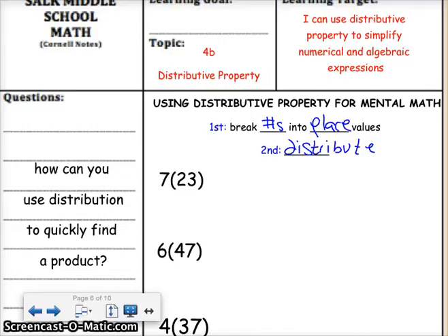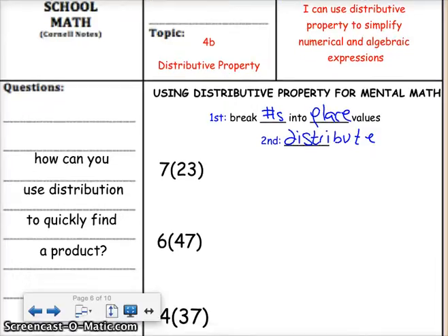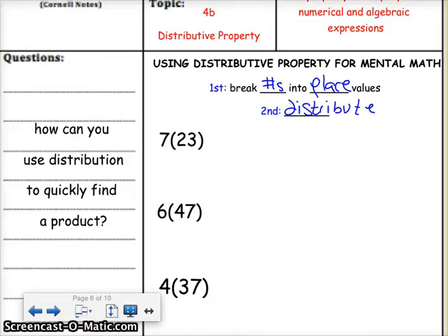So if I wanted to know 7 times 23 quickly, I'm going to break it up into its place values. This is really 7 times, I have a 20 and I have a 3. See how I did that? I broke it up into the tens and the ones. There's 20 tens or 2 tens and 3 ones. Distribute, 140 plus 21 is equal to 161.